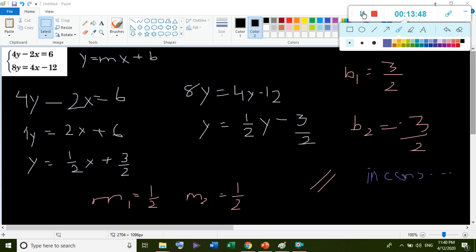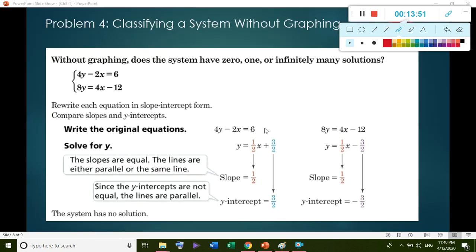Let's check our answer. First we changed each equation into slope-intercept form. The slope is the same, but the y-intercept is different, so the slopes are equal. The lines are either parallel or the same line because the slopes are equal. Since the y-intercepts are not equal, the lines are parallel, so the system has no solution. It means it's inconsistent. Let me just write it here. So it means it's inconsistent. Okay?